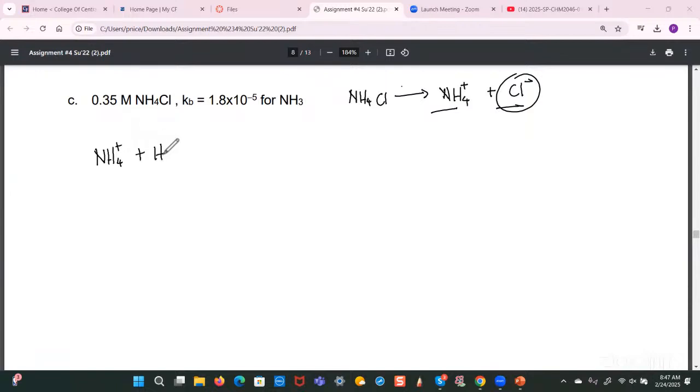What would be the products of that reaction? And let me give you a hint. It's going to act as an acid. It's going to act as a Bronsted acid.